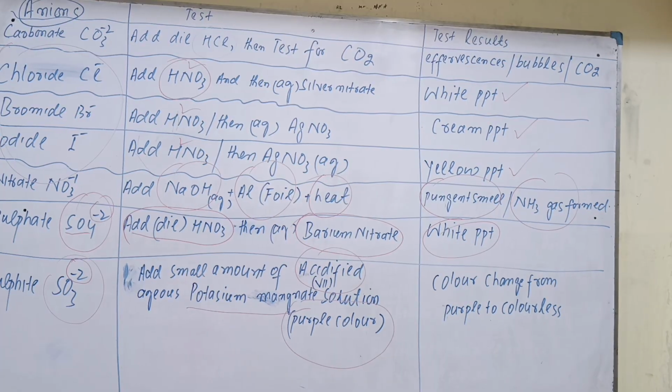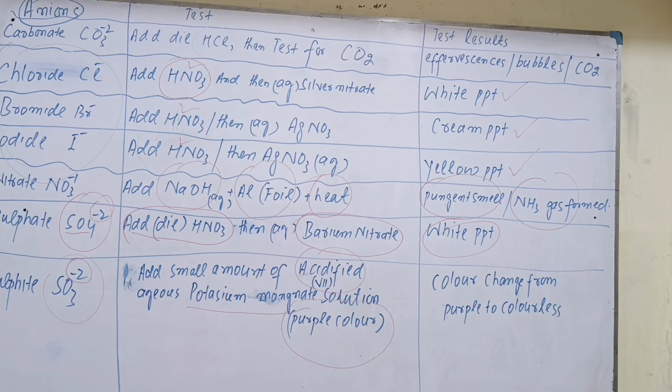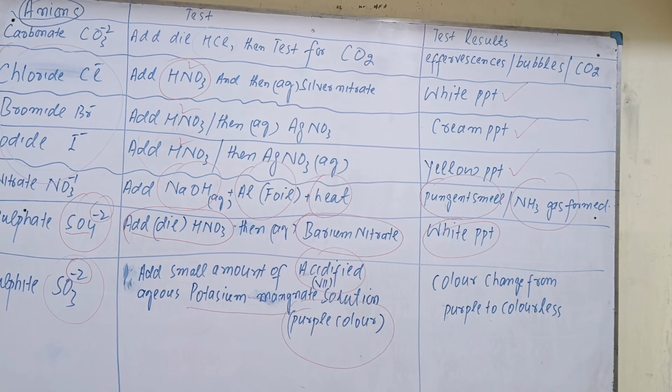Now just keep in mind, for anions we are using different solutions. For halide ions, that may be chloride, bromide or iodide, the solutions are nitric acid and then aqueous silver nitrate. For carbonate, nitrate, sulfate and sulfite, the solutions are different. So this video was about the test for cations and the test for anions.